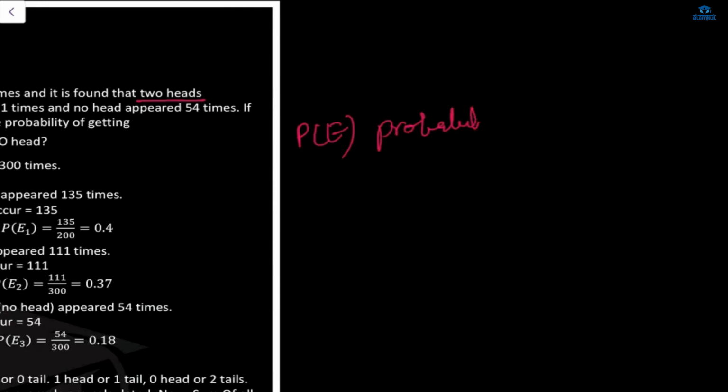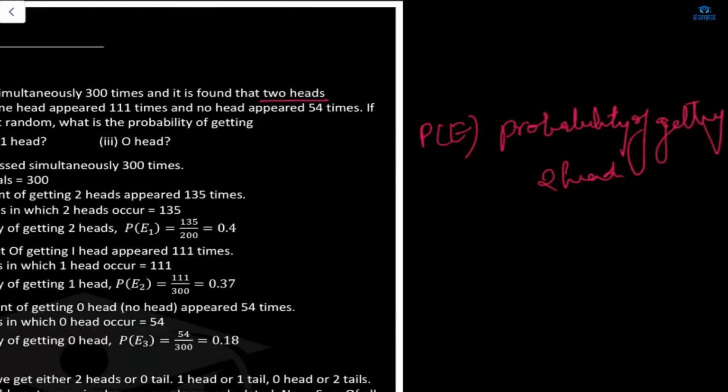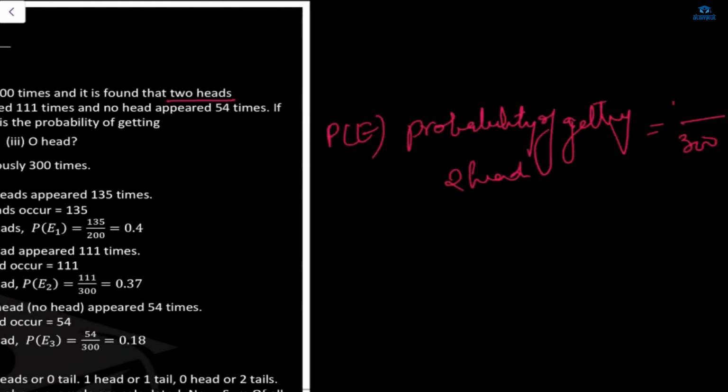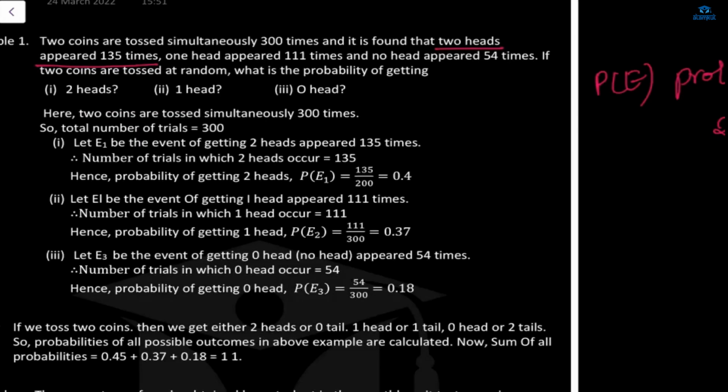P(E), probability of getting two heads, will be equal to 135 upon 300. 135 times we are getting the two heads. Okay, and 300 times we have done the experiment. 300 or 200? 300 times. Okay, now similarly we'll see here one head.